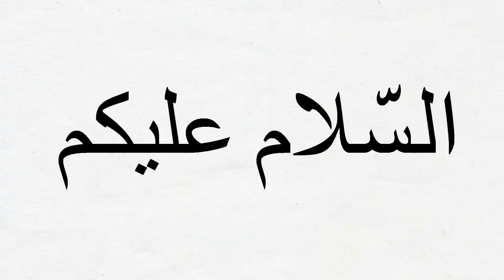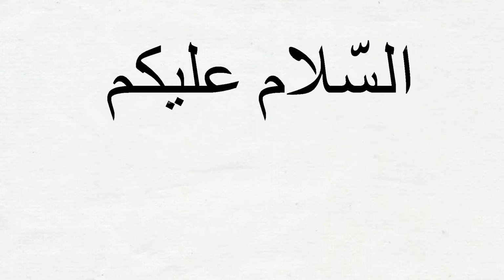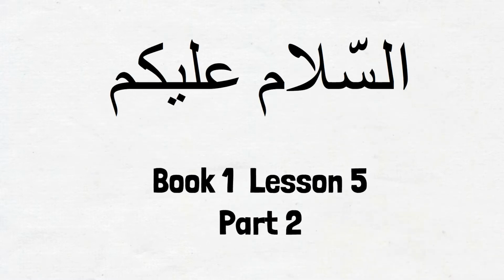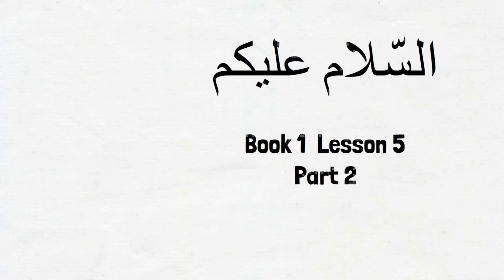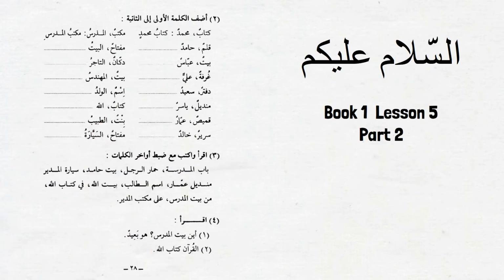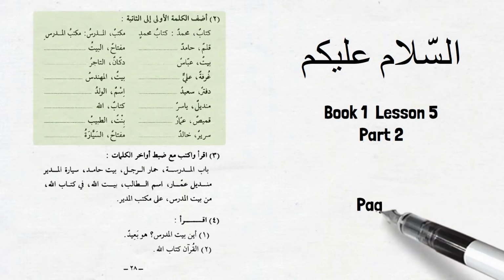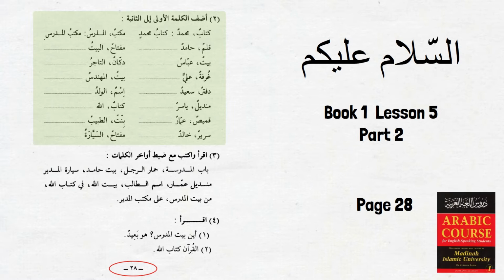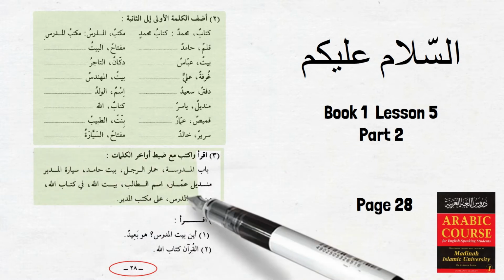Assalamu alaikum everyone. Welcome to the new video tutorial. This is part 2 of lesson 5 of book 1. Last time we learned how to build إضافة combinations of two ism type words and practiced building such combinations while working on exercise 2 on page 28. Before we go over the dialogue at the beginning of this lesson, why don't we do a warm-up exercise by going through exercise number 3 on the same page.